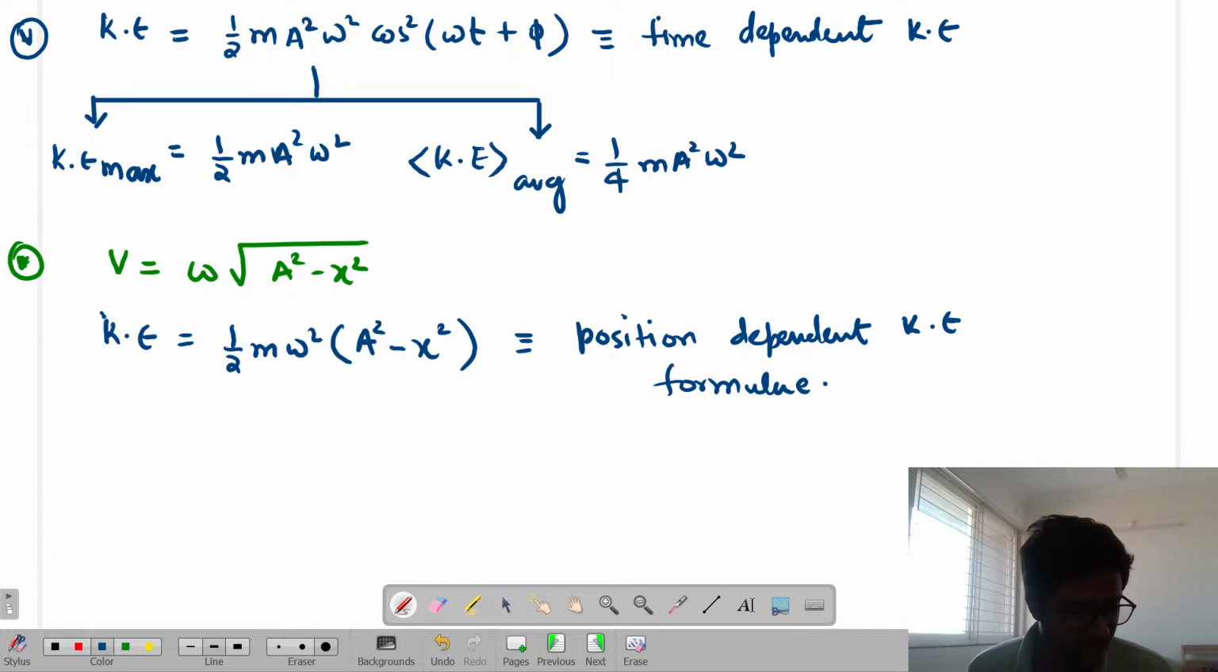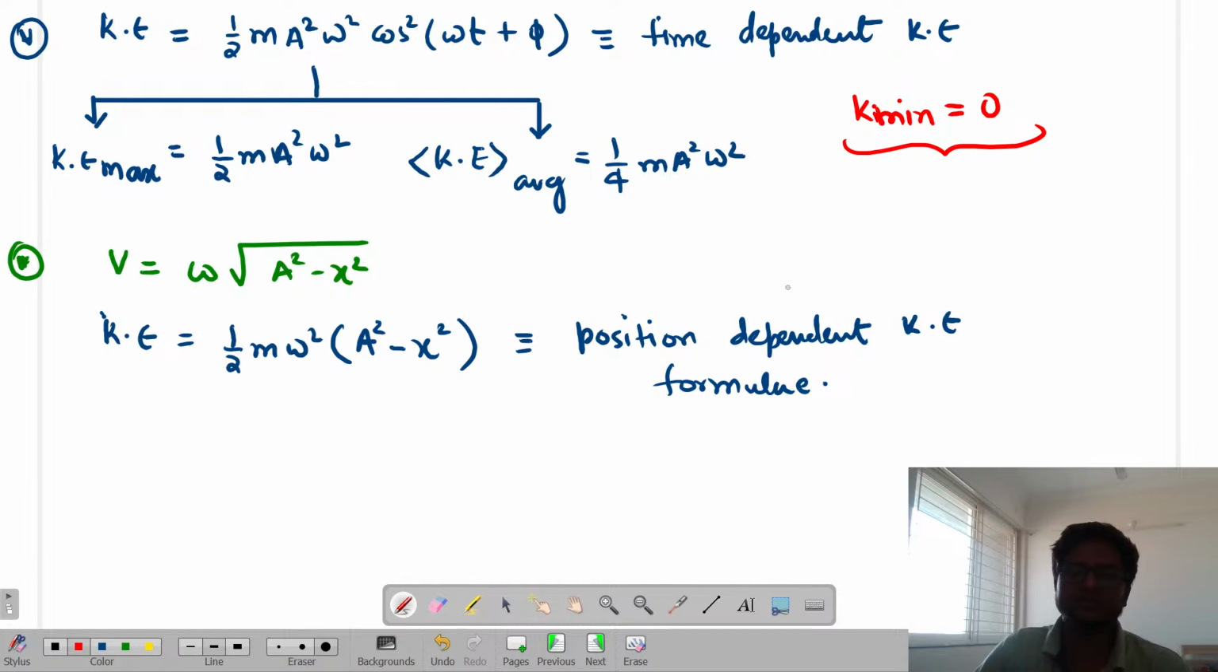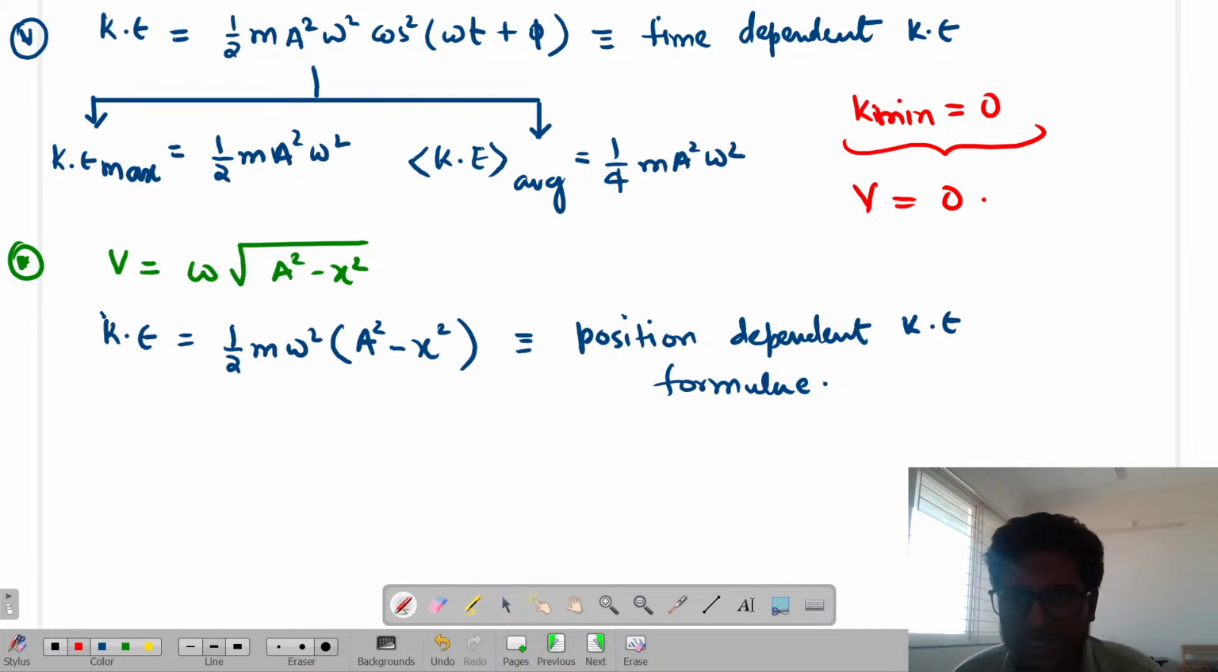So how many kinds of kinetic energies do we have? Four. So we got four equations right now. First, the time dependent one, then its maximum and average value, then the position dependent one. Is that clear or not? You can say that the minimum kinetic energy is always zero, because the velocity will be zero over there. The minimum velocity can be zero. It can be negative, but the square of it ultimately makes it positive. Are you able to get me or not?